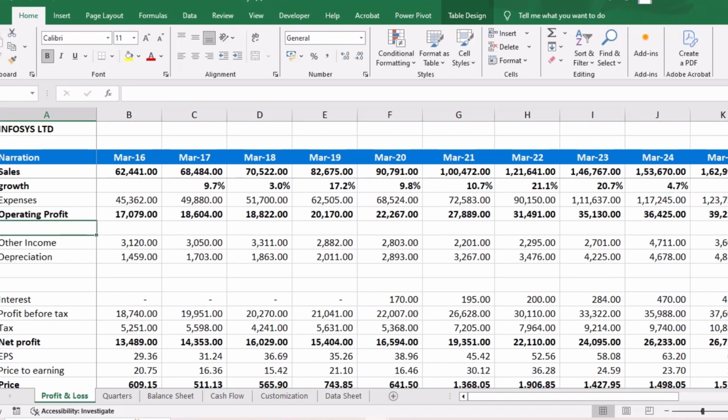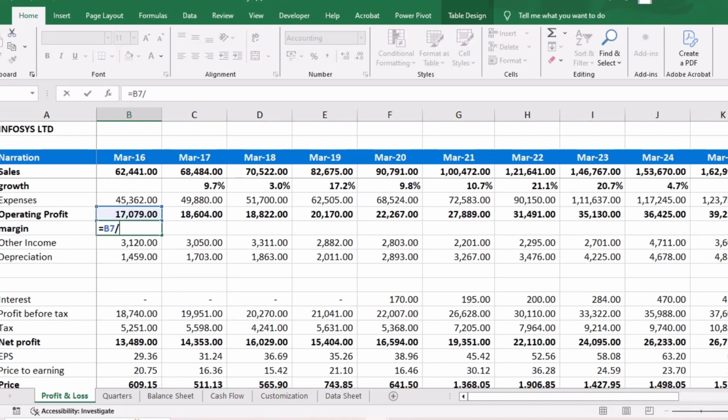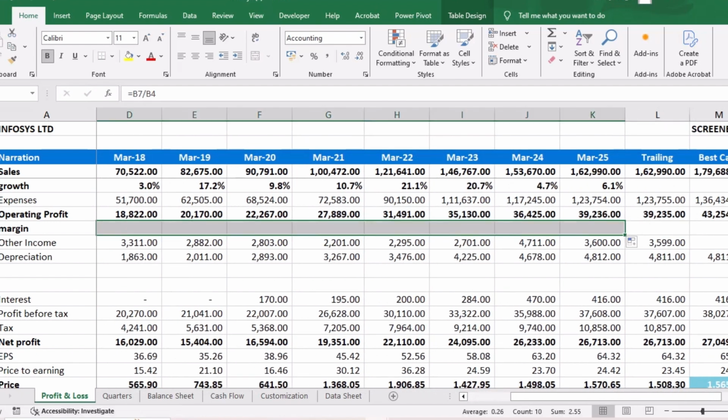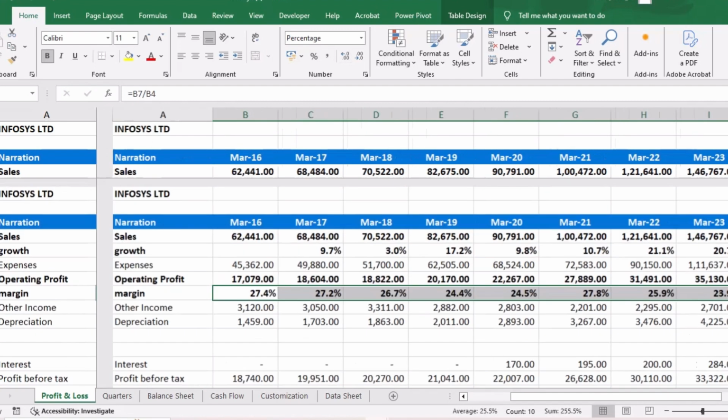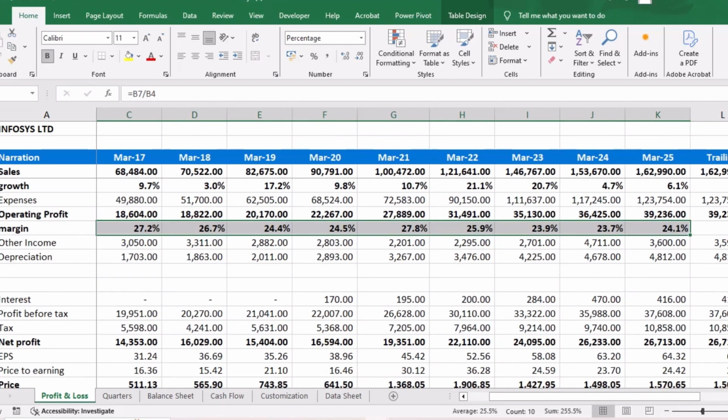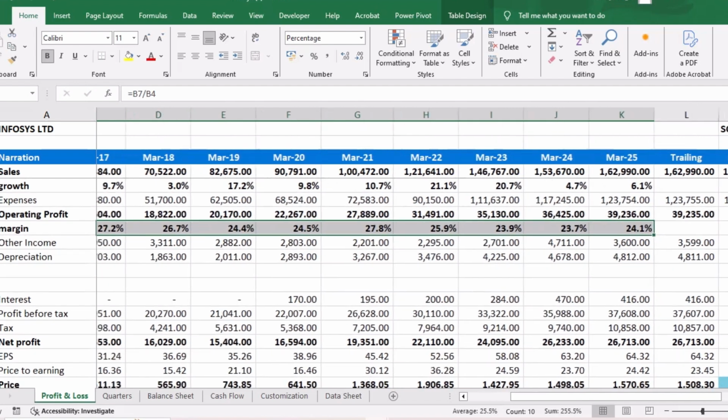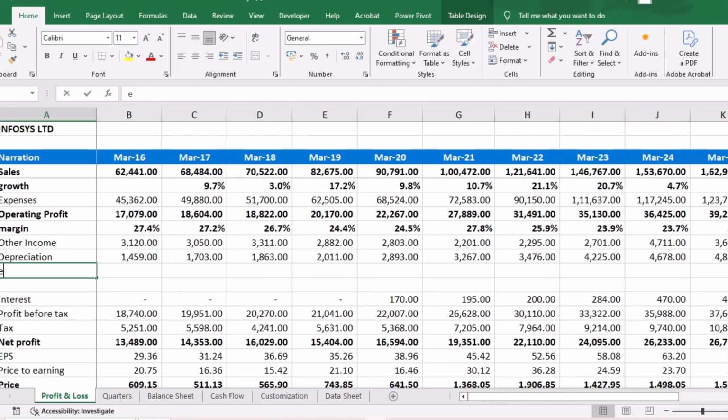Next is our margin. This is our EBITDA margin. Remember this divided by our sales, I get this figure around 27% margin. Yes, 27% was the margin, which has fallen, and has come to around 24% at present. Next we need EBIT. EBIT is very important.